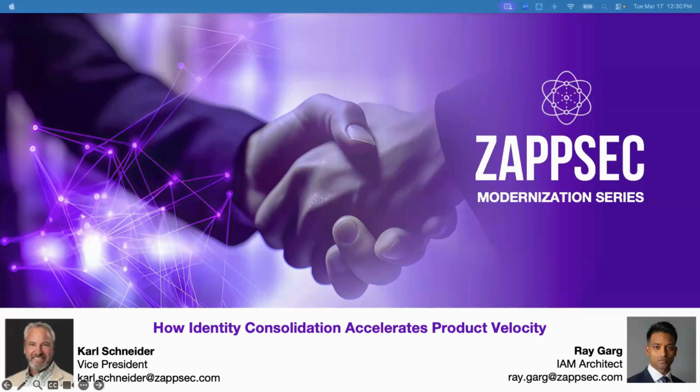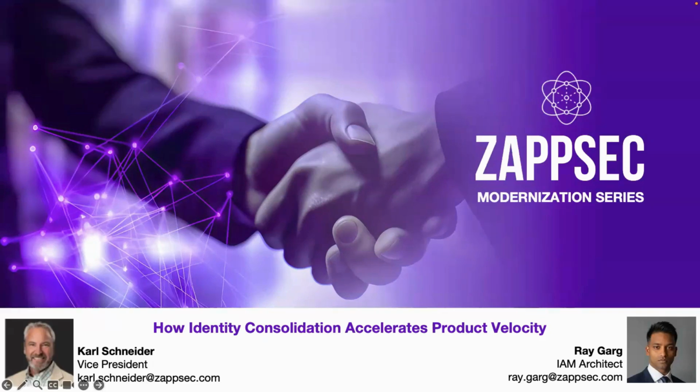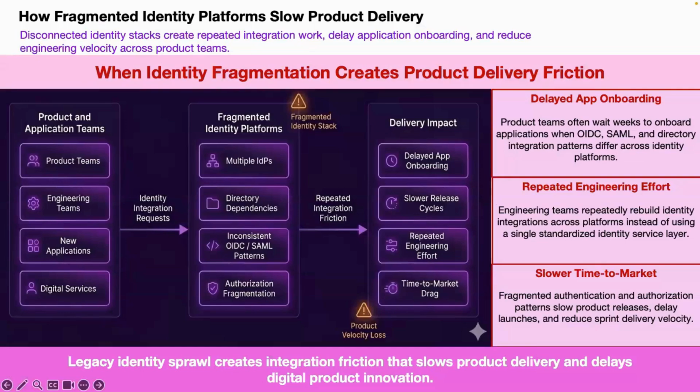Ray Garg, who is our Identity and Access Management Architect. So, Ray, there's a friction point most product teams feel every sprint, but they rarely name it. A new application needs identity integration, right? Authentication, authorization, directory lookup, claims mapping. And instead of plugging into a standard pattern, the team discovers there's four or five, sometimes seven identity platforms to navigate with different protocols, different configurations, different approval paths. What should take days ends up taking weeks.